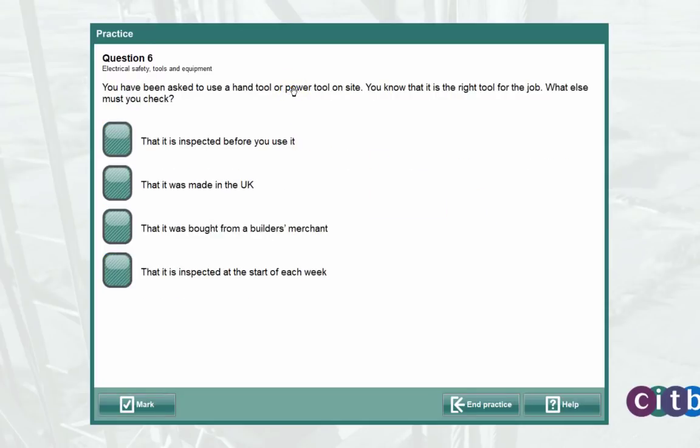You have been asked to use a hand tool or power tool on site. You know that it is the right tool for the job. What else must you check? That it is inspected before you use it. That it was made in the UK. That it was bought from a builder's merchant. That it is inspected at the start of each week.